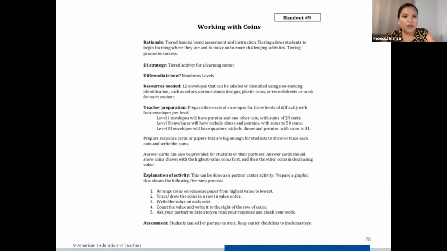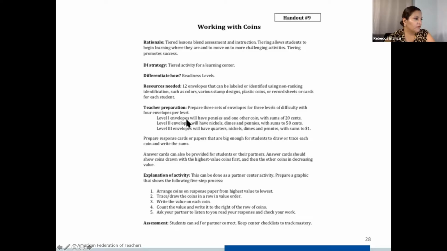Sorry. Let's take a look at working with coins, right? So let's take a look. The rationale. Tiered lessons blend assessment and instruction. Tiering allows them to begin learning where they are and move on. So they're giving you resources needed: 12 envelopes that can be labeled and identified using non-ranking identifications, such as colors, various stamps, designs, plastic coins, or record sheets or cards for each student.